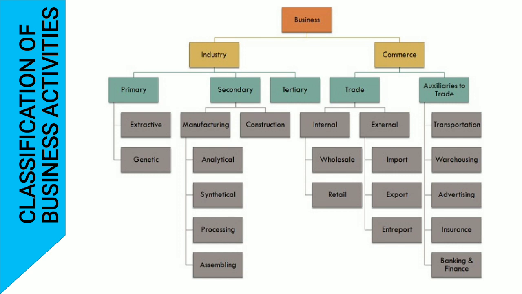Business has two things: first is industry, second one is commerce. And industries can be classified into three parts: primary industry, secondary industry and tertiary industry. And commerce can be classified into two parts. First is trade and second one is called aids to trade or auxiliaries to trade. All the elements which help in trading.